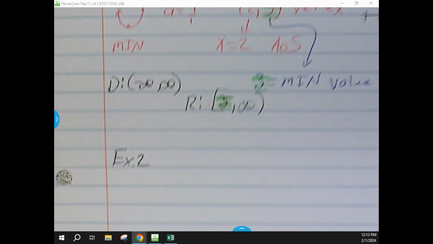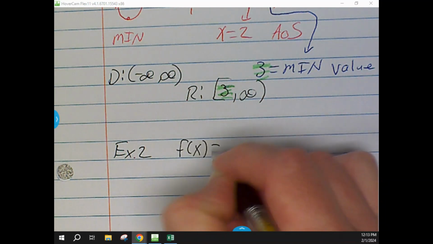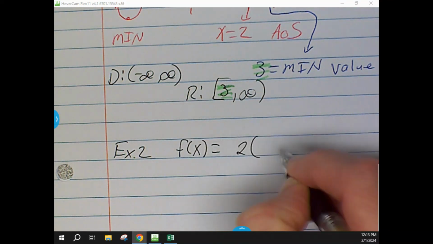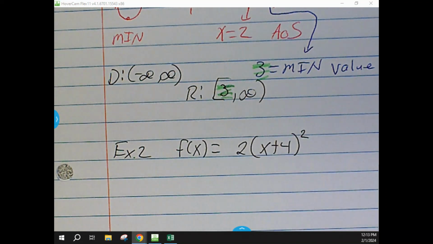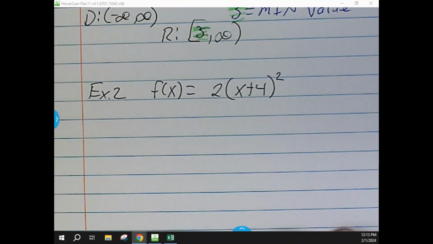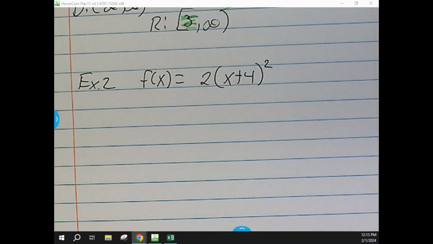All right, so for example 2, let's go with 2 times (x plus 4) squared. Again, we'll find all those same things. We'll find the axis of symmetry, the domain, the range, the max, the min value, all that stuff.